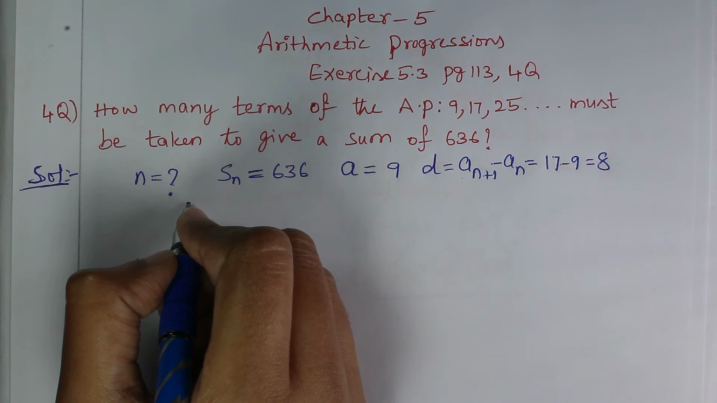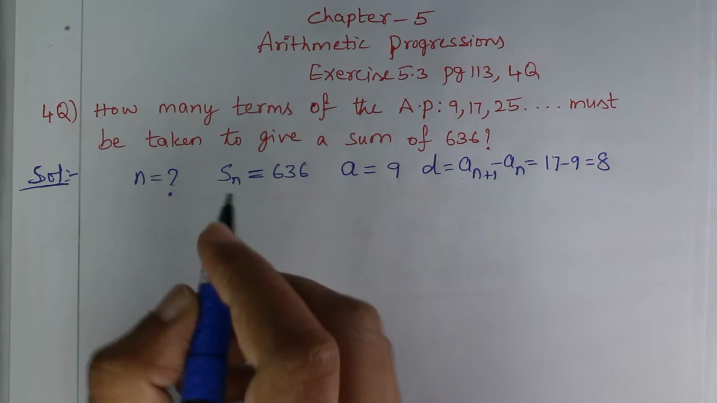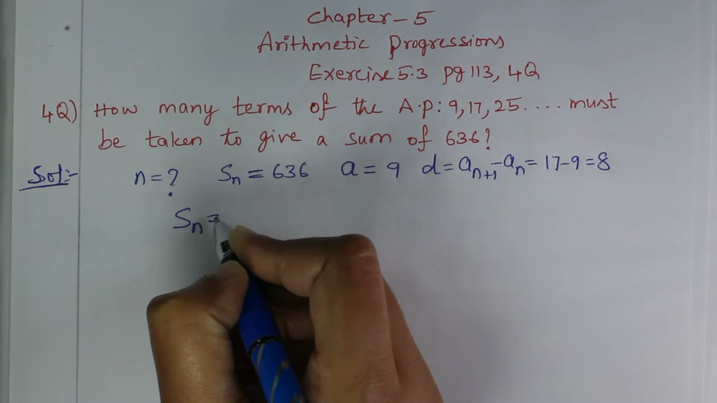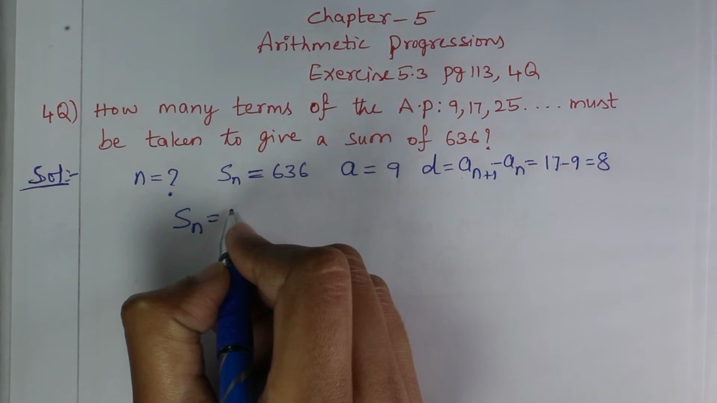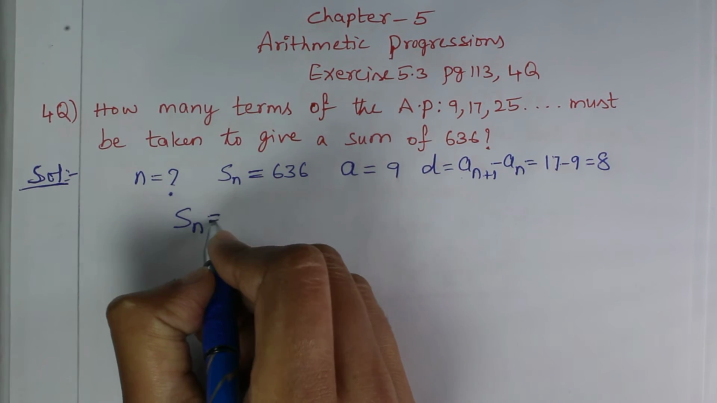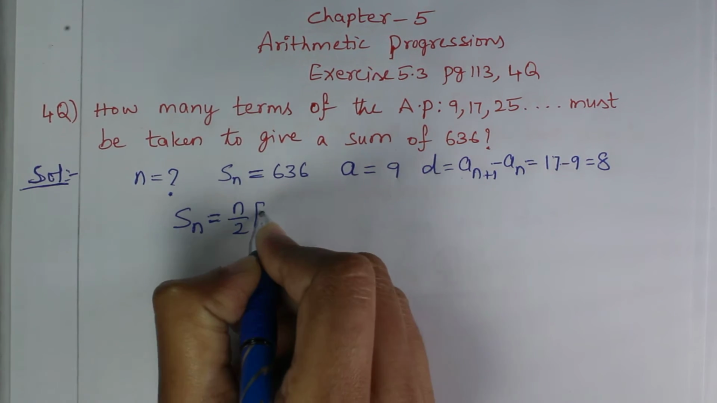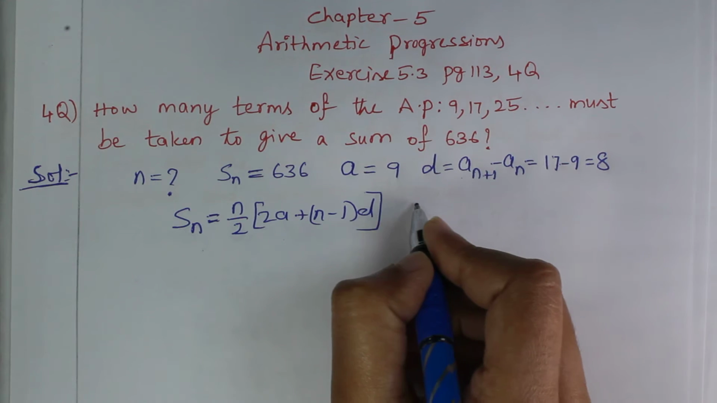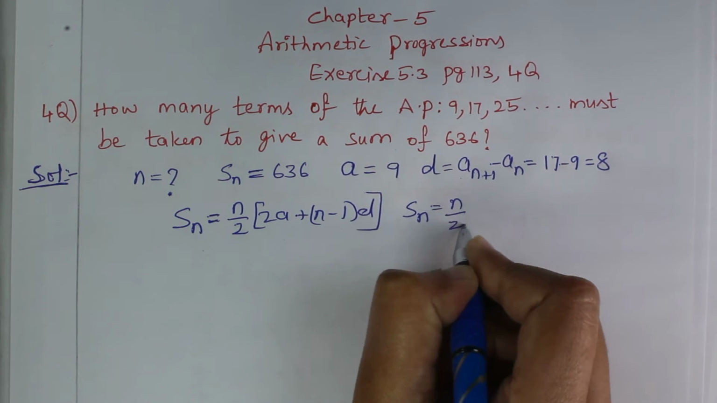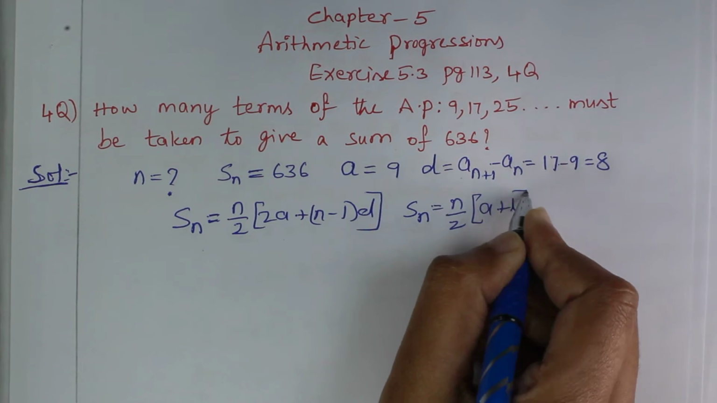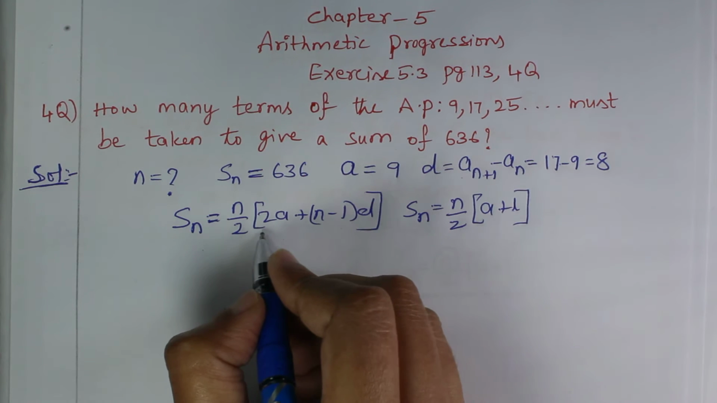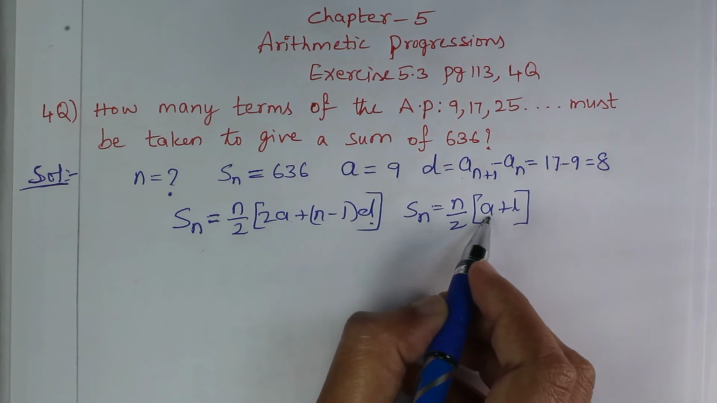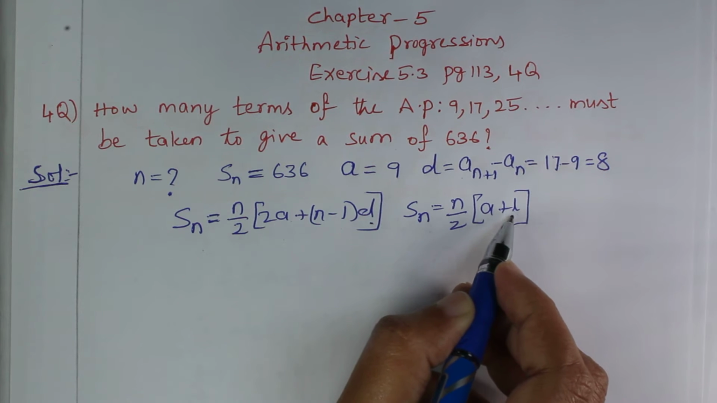Now I know the formula for the sum of the first n terms of the arithmetic progression. There are two formulae for calculating the sum of n terms of an arithmetic progression. The first formula is Sn is equal to n by 2 into 2a plus n minus 1 into d. And the second formula is Sn is equal to n by 2 into a plus l. In the first formula I need the values of n, a and d, and in the second formula I need the values of the first term and the last term. l is the last term.